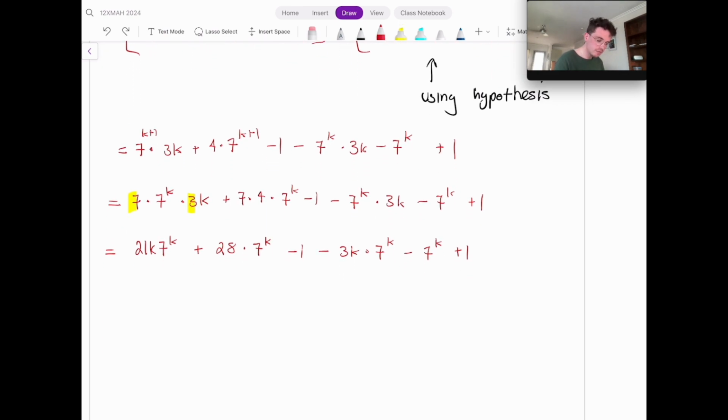Okay. If we have a go at collecting our like terms, these are our like terms here and here. Now 21 minus 3 is 18, so 18k times 7 to the k. And then here we've got 28 minus 1, which is 27. So plus 27 times 7 to the k, and then minus 1 plus 1 is 0. Hopefully we can see that this is now divisible by 9. So we can take out 9. This is going to be 2k times 7 to the k plus 3 times 7 to the k, which is purely divisible by 9.